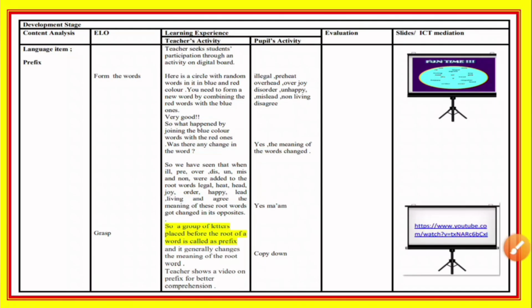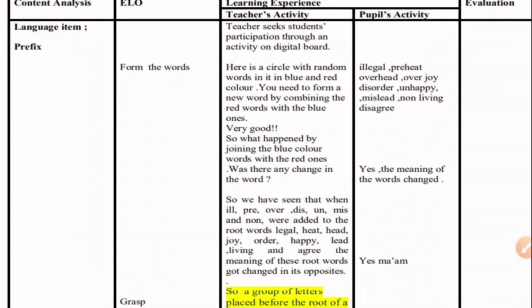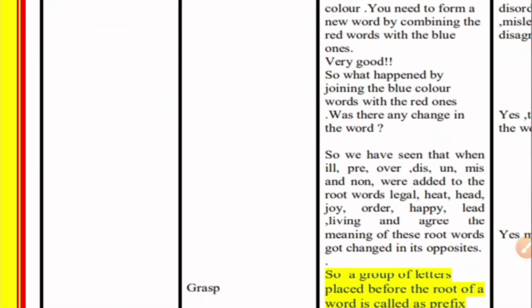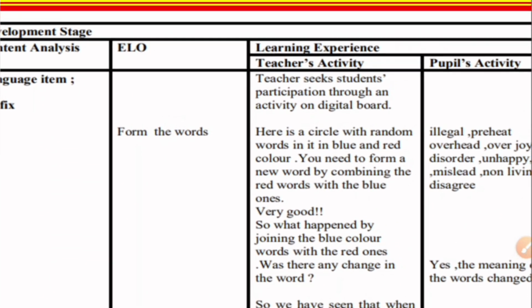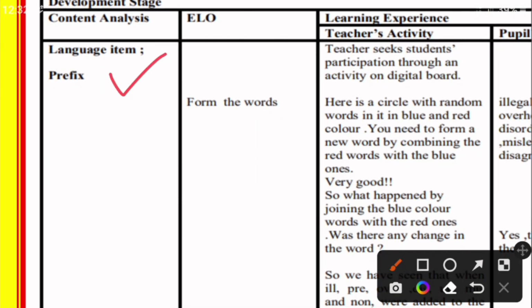Now we are done with the passage information through different stages like active vocabulary presentation, model reading, silent reading, reading aloud, and comprehension development, etc. Now the next stage is language item presentation. Here I have chosen prefix.